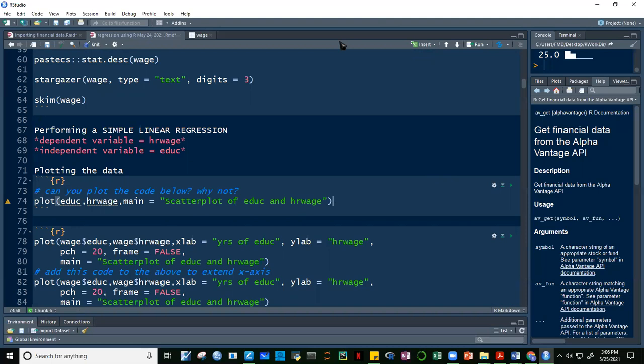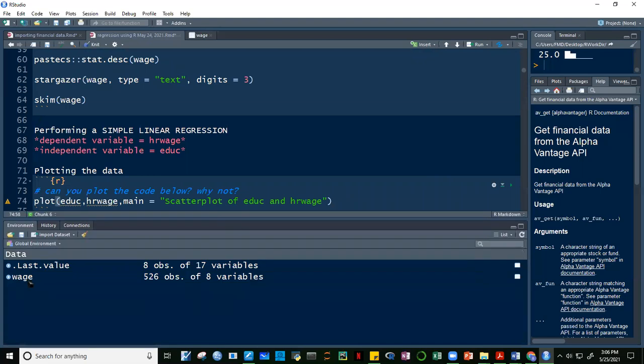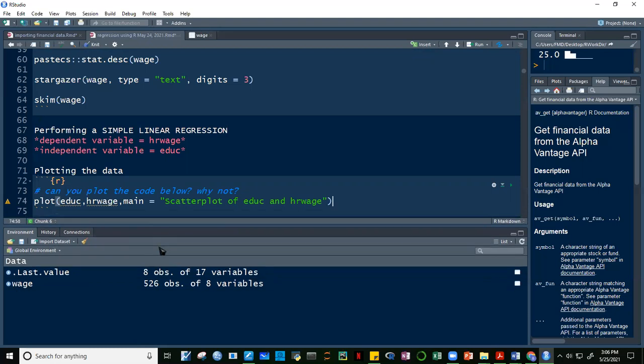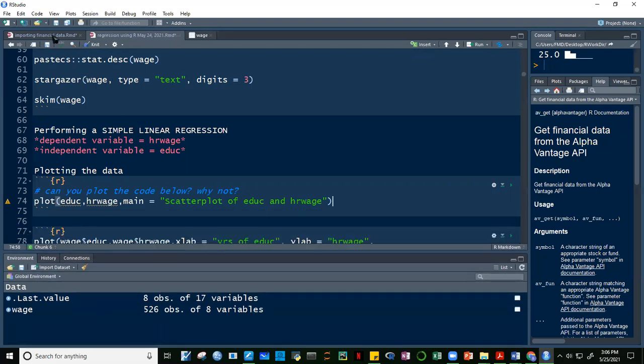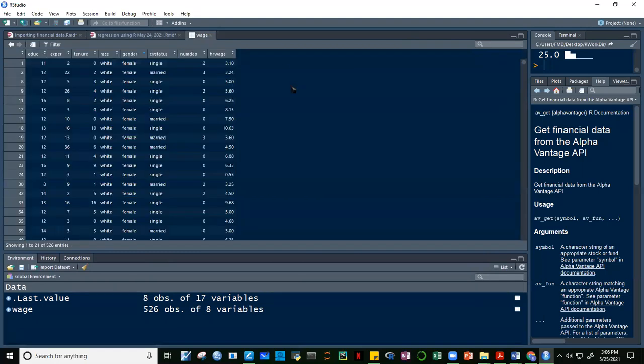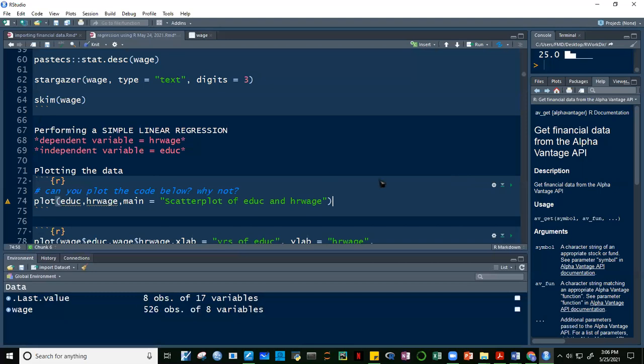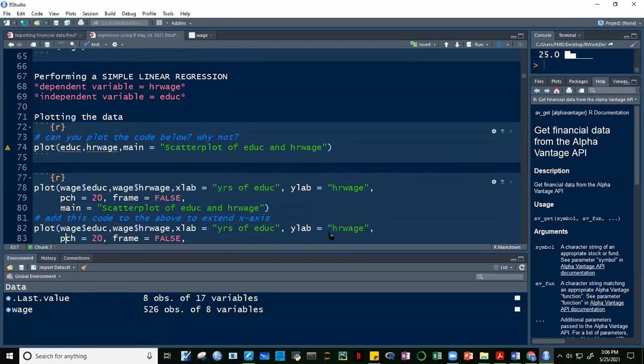Education not found. Bakit? Kasi, guys, if you take a look at our environment, yung object natin, wage lang. Si wage yung data frame natin. Yan yung data natin. Si education at saka si hourly wage, it's just a variable in your wage, di ba? Hindi yan mare-recognize ni R. So kailangan natin, guys, so we go here, sa pangalawa, kailangan i-define natin. So wage education, wage hourly wage.